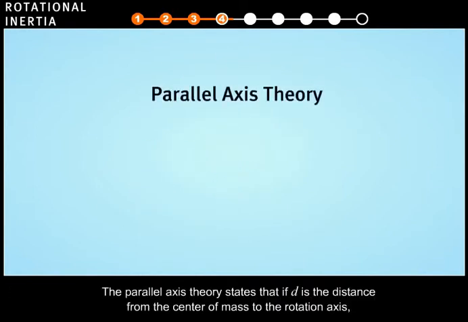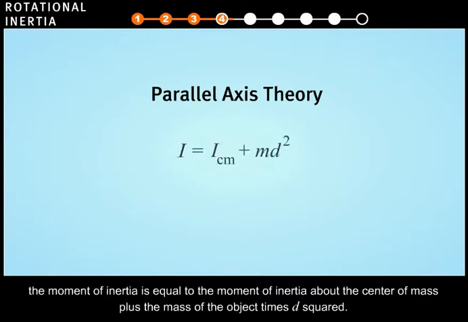The parallel axis theorem states that if d is the distance from the center of mass to the rotation axis, the moment of inertia is equal to the moment of inertia about the center of mass plus the mass of the object times d squared.